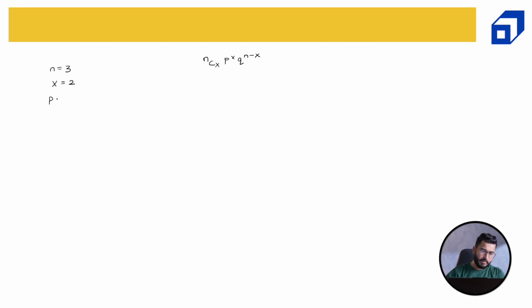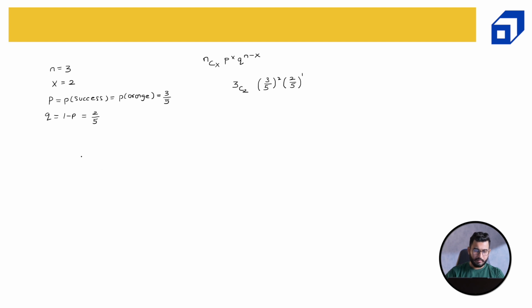Probability p is probability of success, which is nothing but probability of orange, and orange probability is 3 by 5. And q is the probability of failure, which can also be written as 1 minus p. This is given as 2 by 5. Now if I put everything in the formula, this will be 3C2 (3 by 5) to the 2 into (2 by 5) to the power of 3 minus 2, which is 1.